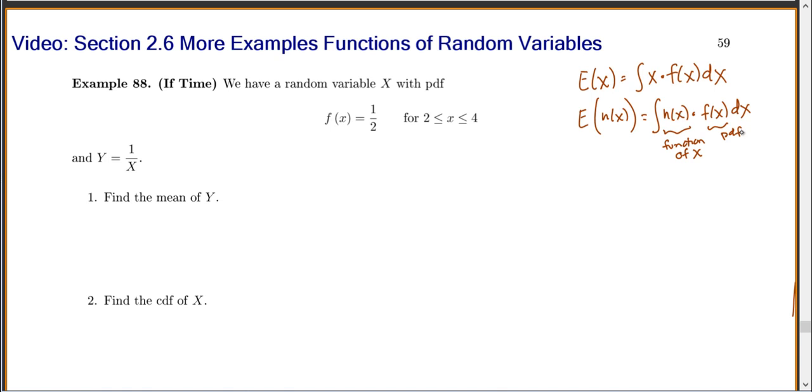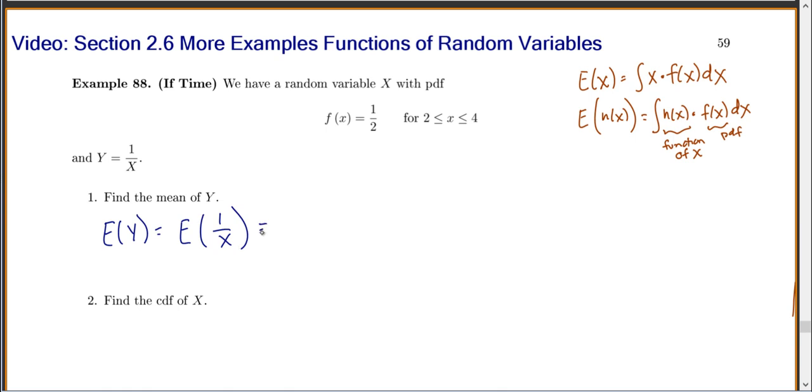So with that in mind, let's go ahead and try these problems. So we have a random variable x with a PDF f of x equals 1/2 for x between 2 to 4. That's a very simple PDF. And we're interested in the function y equals 1 over x. So let's find the mean of y. We're looking for the expected value of y. But y is really 1 over x. So we're really looking for the expected value of 1 over x.